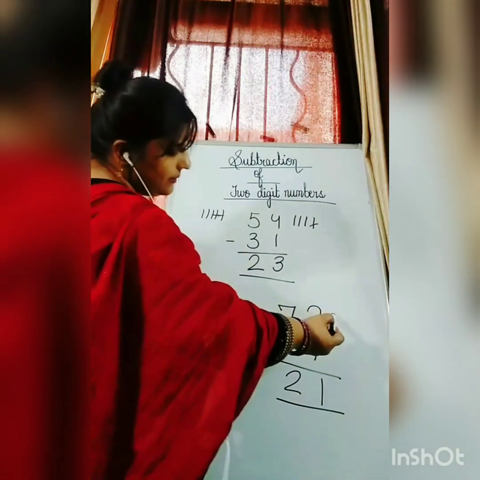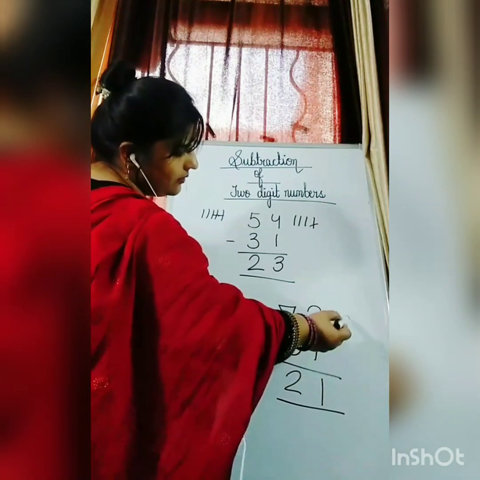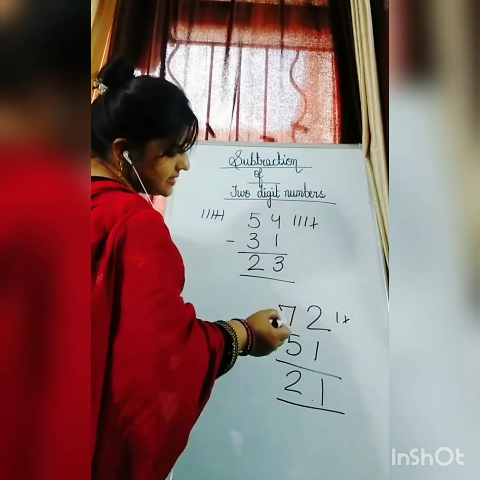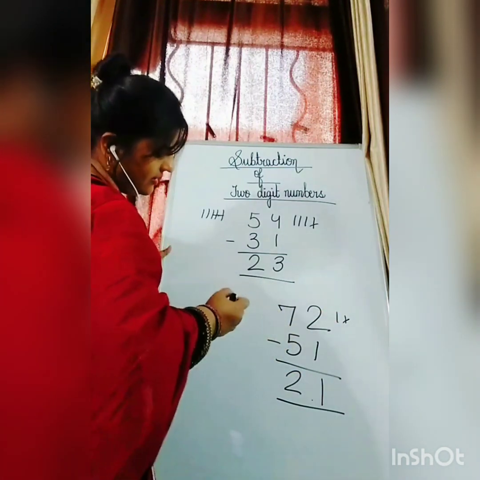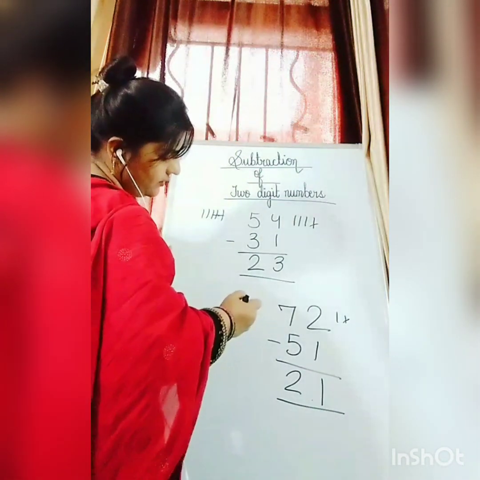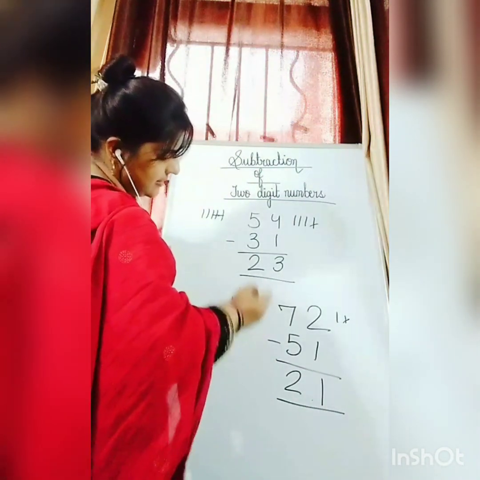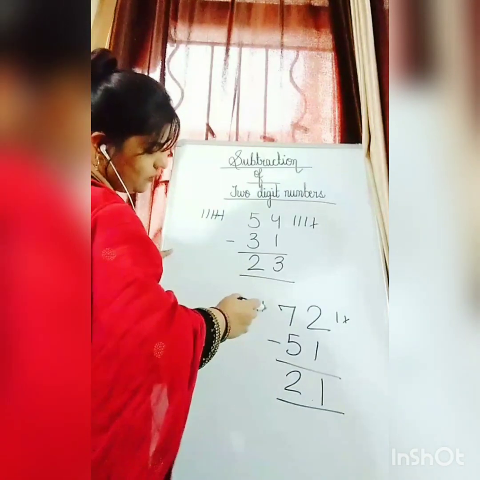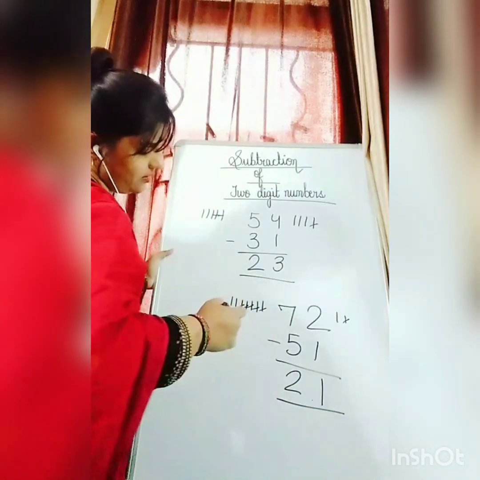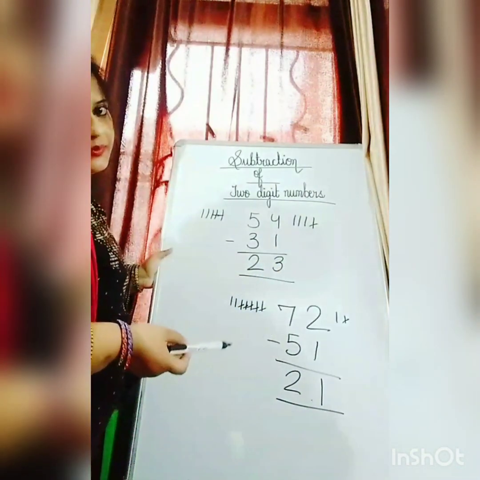Same here. I can make 2 lines. 1, 2, and I will cut 1 from it. How much is left? 1. 7 minus 5. I will make 7 lines. 1, 2, 3, 4, 5, 6, 7. And I will cut 5 from it. 1, 2, 3, 4, 5. How much am I left with? The answer is 21.